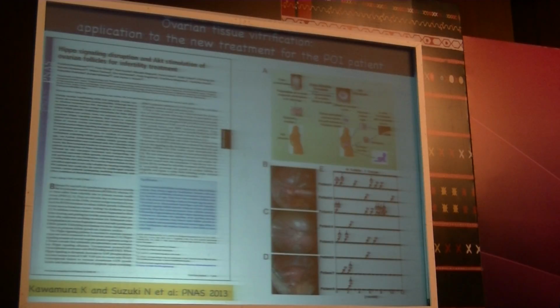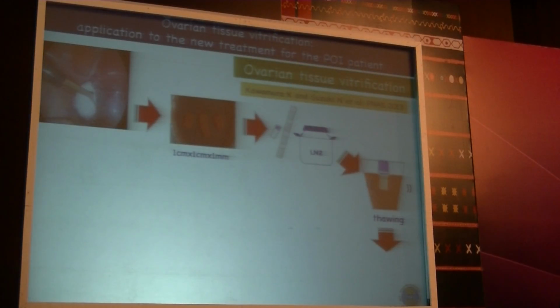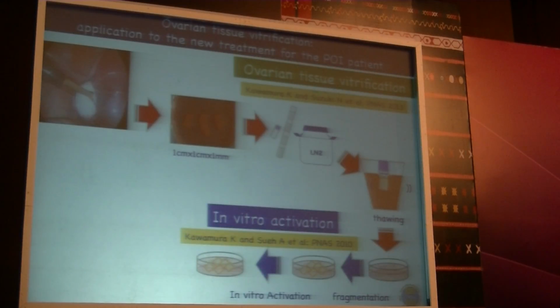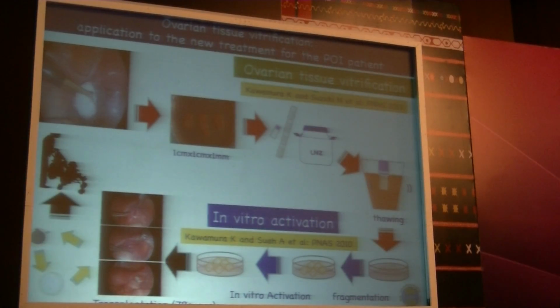We have developed a new technology for premature ovarian insufficiency patients. This is a technology that combines ovarian tissue vitrification, which Dr. Morimoto and I established, and in vitro activation, which Dr. Kawamura, Professor Shuei, and Professor Ishizuka established. Specifically, ovarian tissue vitrification and fragmentation and in vitro activation drug treatment using the PTEN inhibitor and PI3 kinase activator are combined, followed by autotransplantation as infertility treatment for POI patients.